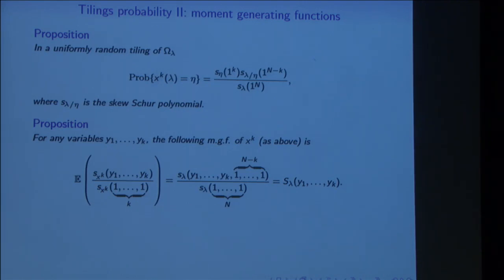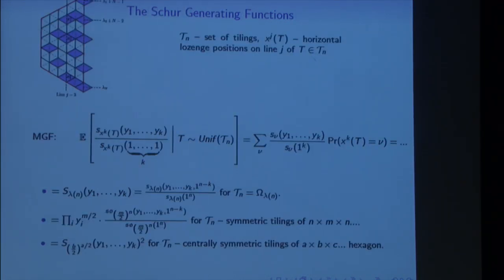And then we can take a moment generating function of a slightly different kind. So we're really taking the moment generating function where the variables are not just monomials, but the ratio of these Schur functions. And when you know this generating function, because the Schur functions form a basis, you can extract the separate probabilities from this big expression. And then the nice part is that we can analyze this probability moment generating function, or what we call a Schur generating function, for these tilings.